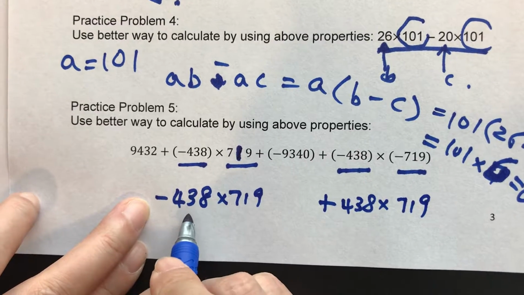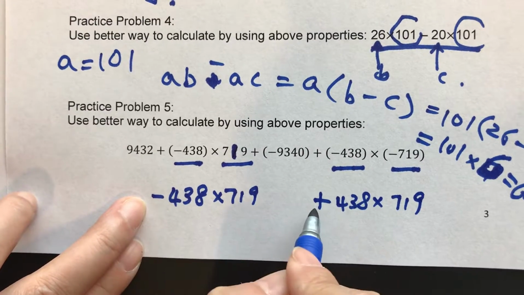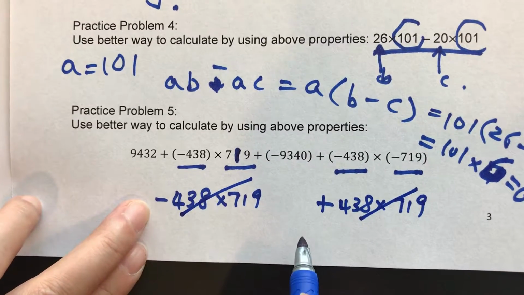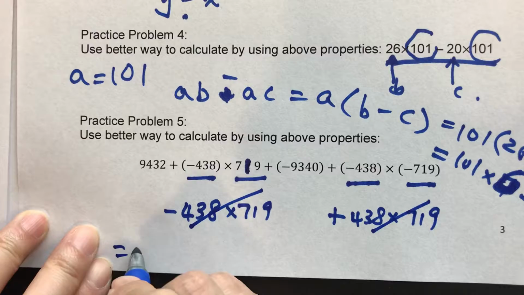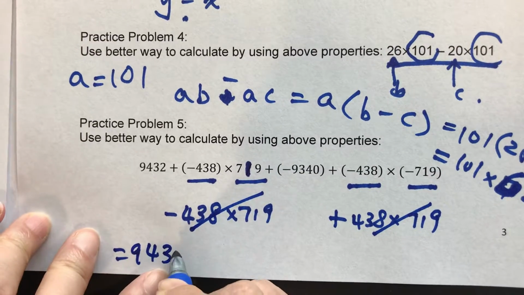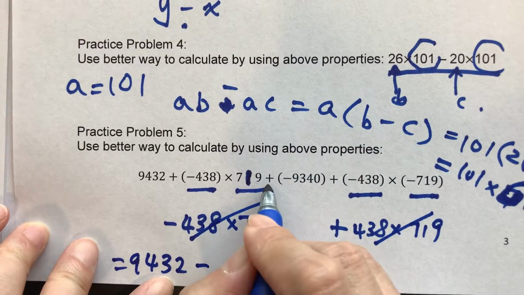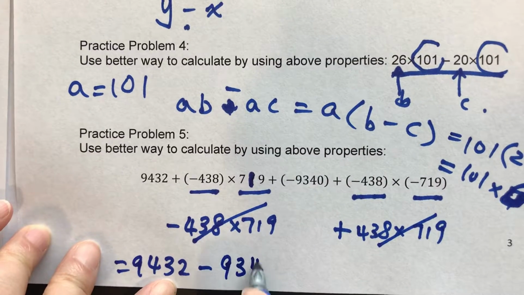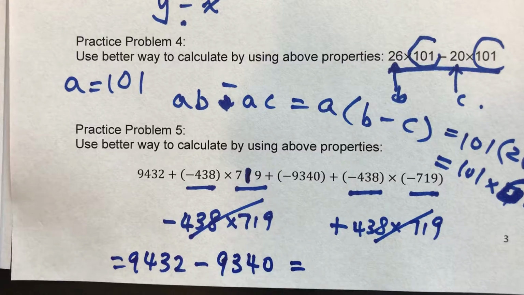So we can see that these 2 numbers are the same, however, they have opposite signs. So these 2 add together, they will cancel out. So in the end, we have this plus a negative number, which is the same as minus this number. So the students can figure this out.